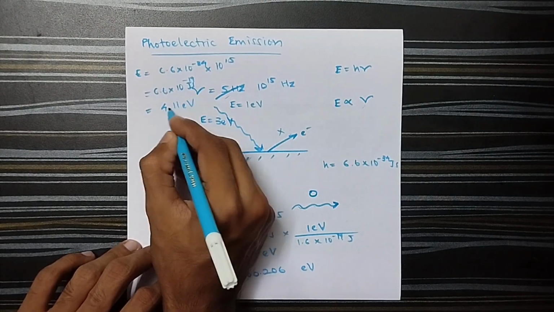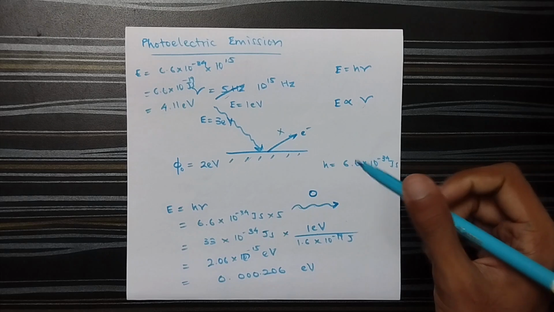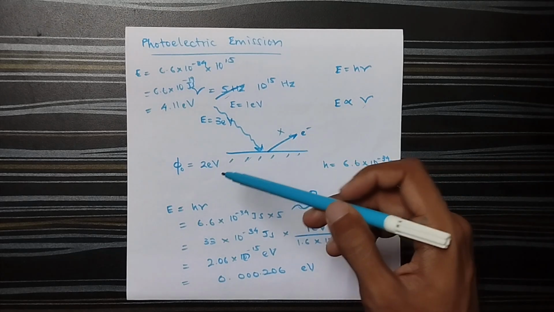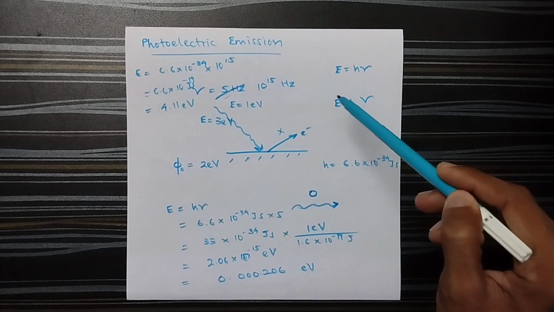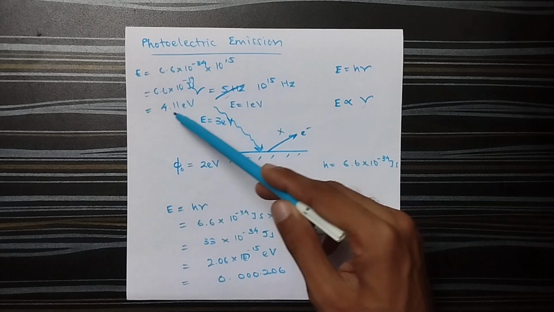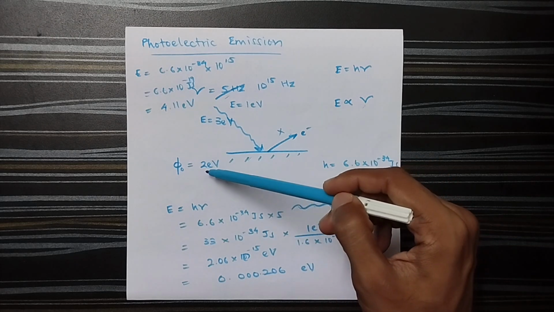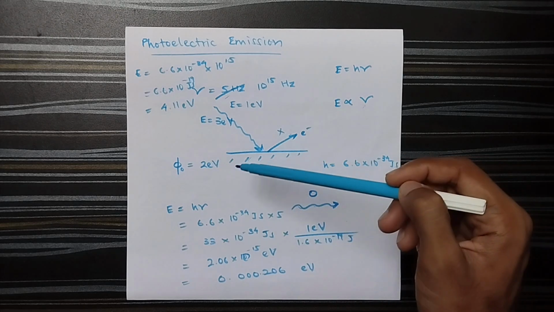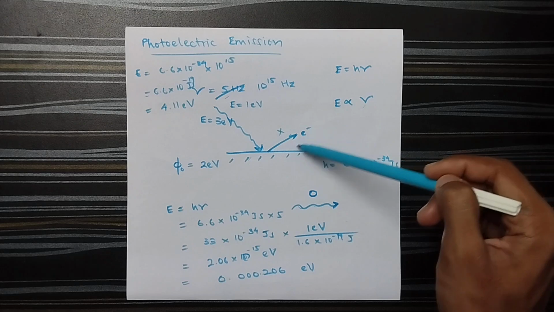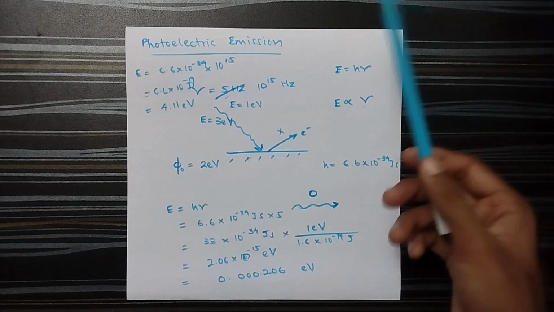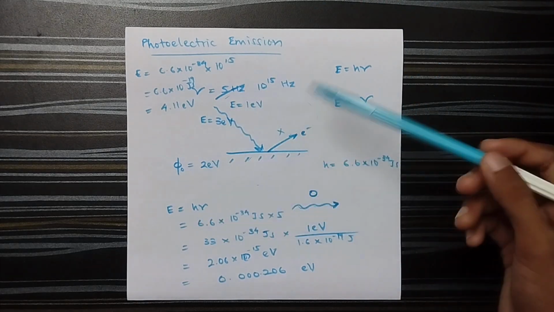4.11 eV, right? 4.11 eV, and we only need 2 eV for the work function. So this can definitely excite an electron, right? If this is 4.1 eV, it will take 2 eV for work function. The rest 2.11 eV will go to this electron as kinetic energy. So this situation is called photoelectric emission.